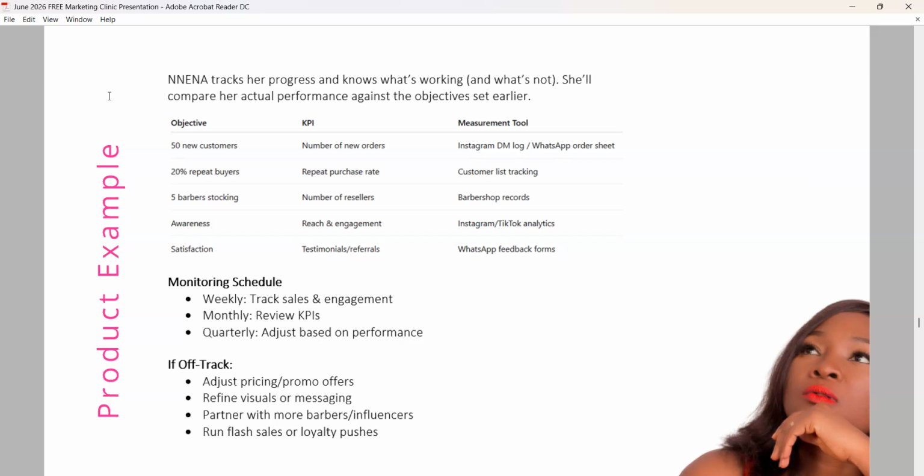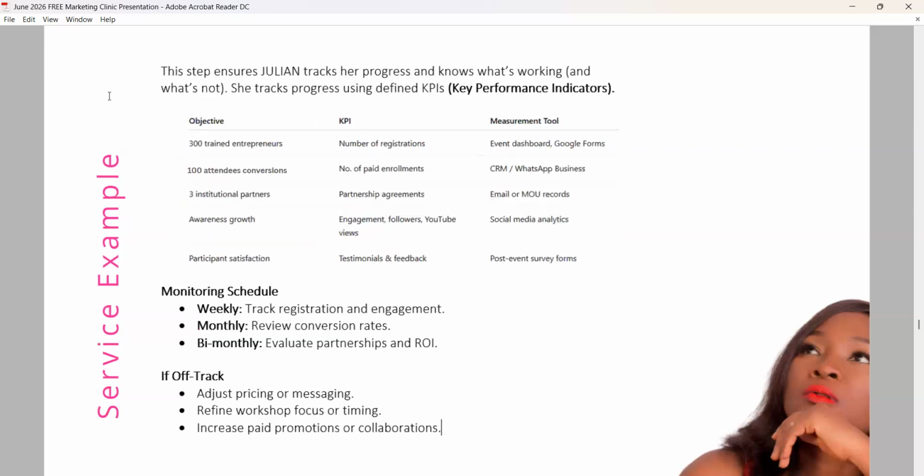Satisfaction, that's testimonials. After teaching, after selling, do you collect testimonials or you just tell them bye, you collect your receipt and you go? And this is how she's going to monitor: weekly, monthly, quarterly. All right. You need to have a way of tracking so you know whether you are doing well or not.